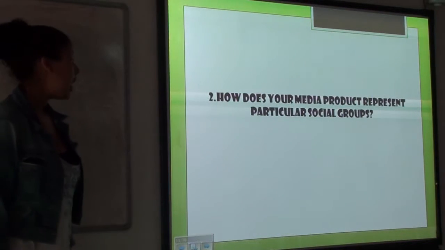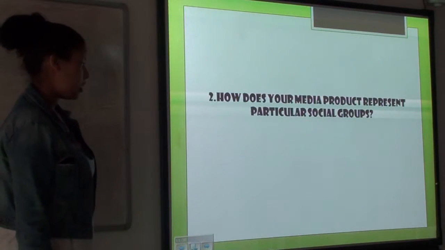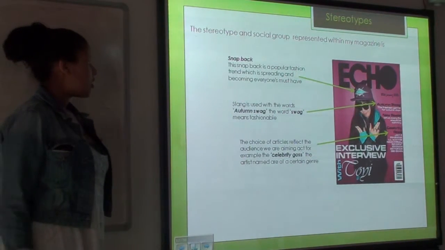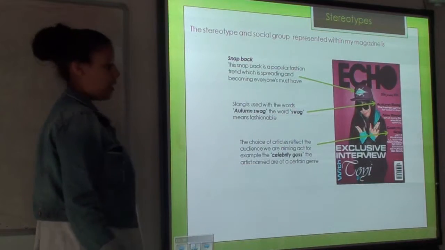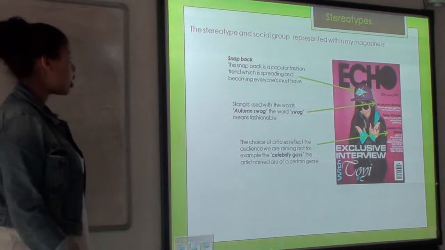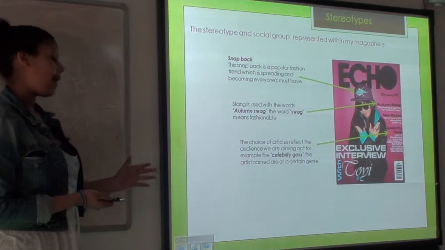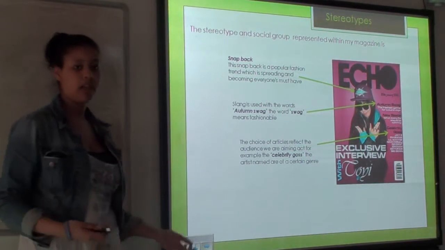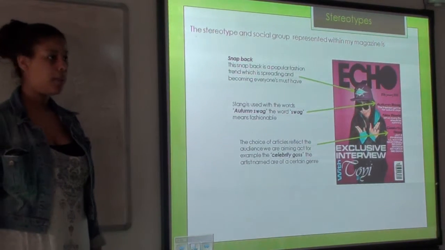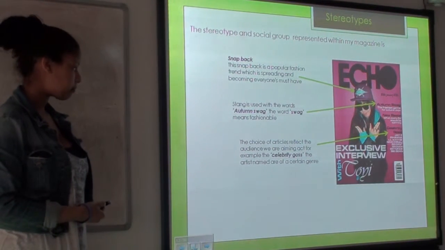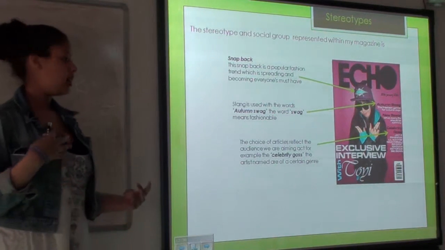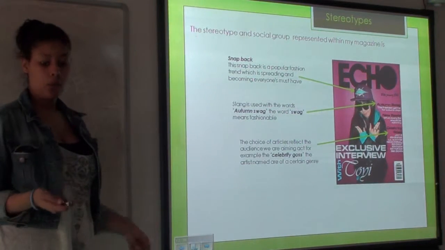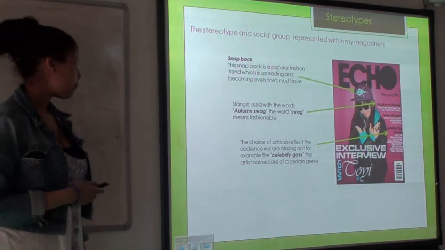Question 2. How does your media product represent particular social groups? The stereotype of social group represented within my magazine was hip-hop. So, firstly, snapbacks were used in my front cover, and snapbacks are a popular fashion trend spreading and becoming everyone's must-have. By putting it in my magazine, it shows that people want to buy it as it is an upcoming trend, and shows that Echo is keeping up with the new fashion trends.